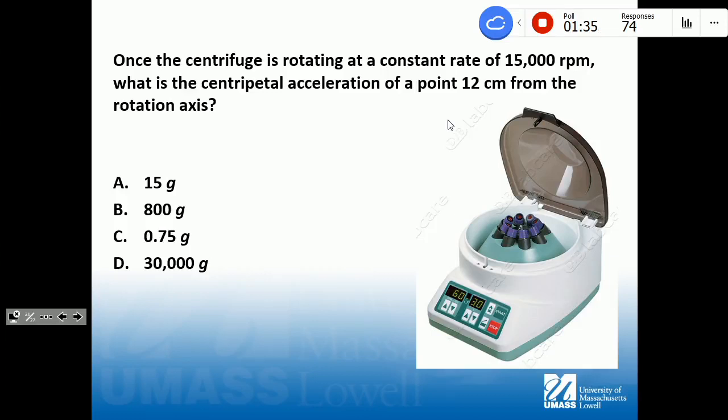And I'm asking you to express your answer in terms of G. So what that means, of course, is 1 G is 9.8 meters per second squared. Whatever you get for your a value, divide by 9.8, and that's the number of G.